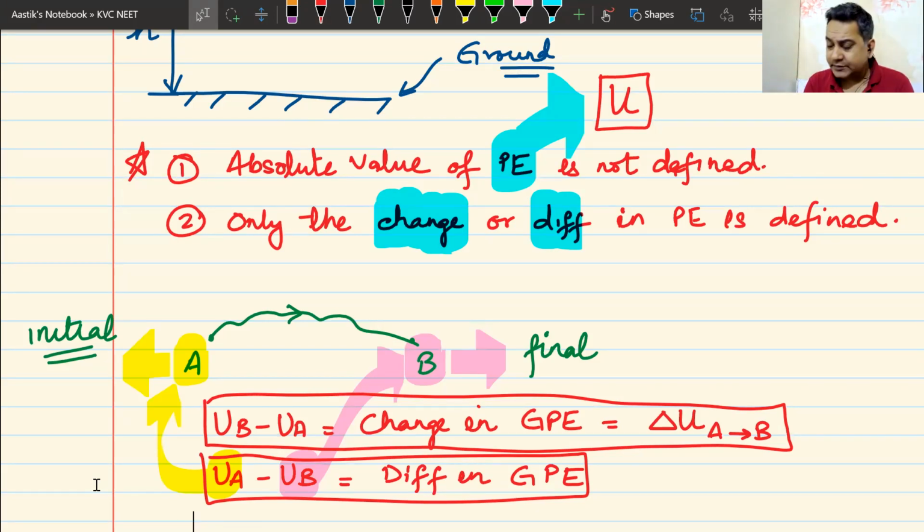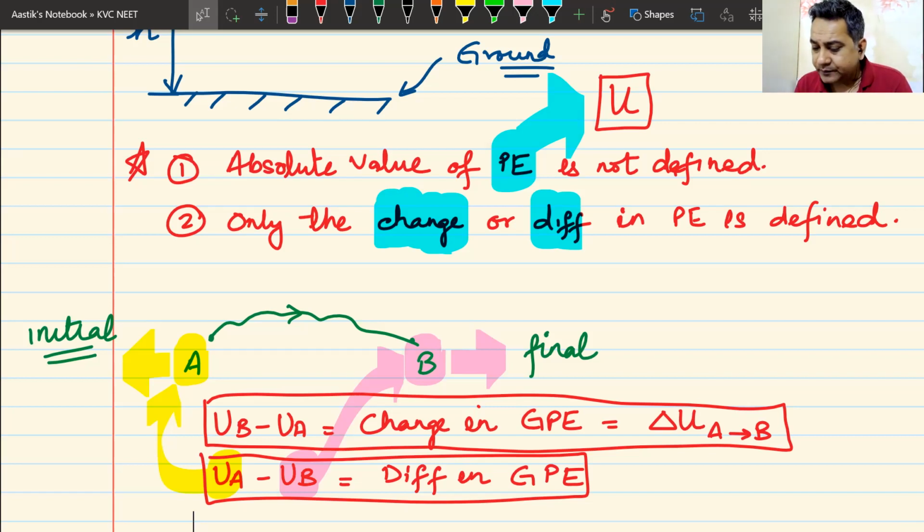I hope everyone is clear with the two terms, change in gravitational potential energy and difference in gravitational potential energies. I'll still give you a minute. If there's anything that is troubling you, now is the time to ask me, because if this thing is clear, then the entire concept of gravitational potential energy should be clear.